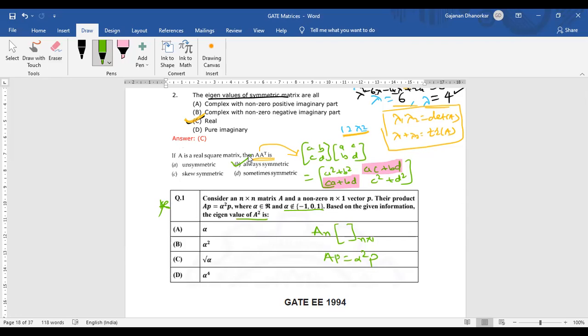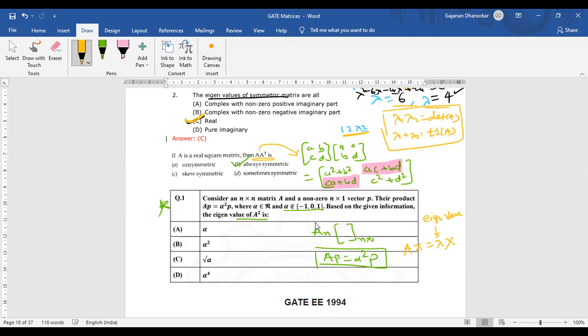Who will tell? Now I have this equation. I will use our definition of eigenvalues. What is the definition of eigenvalues? If Ax is equal to lambda x, this is our definition. If Ax is equal to lambda x, then this lambda is called the eigenvalue. This is the eigenvalue.